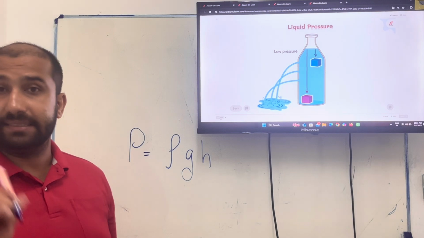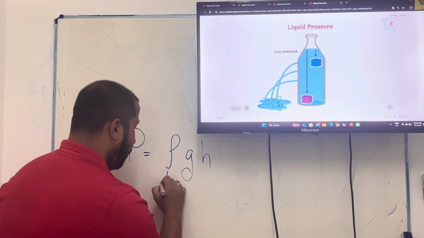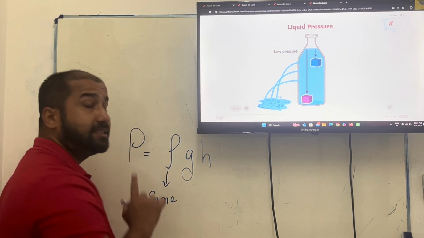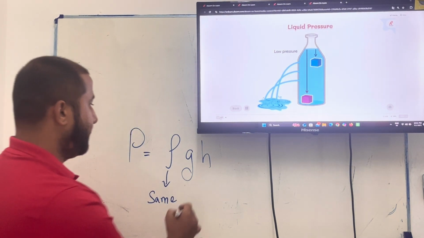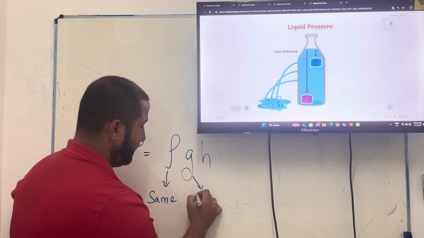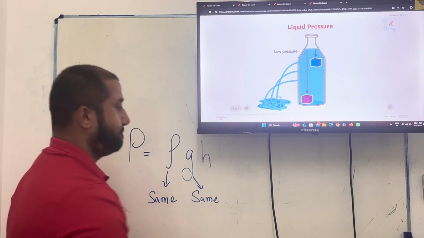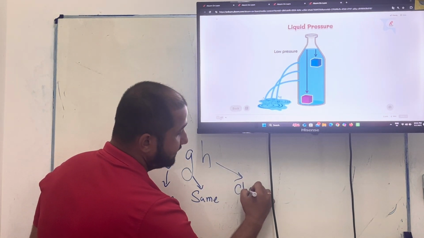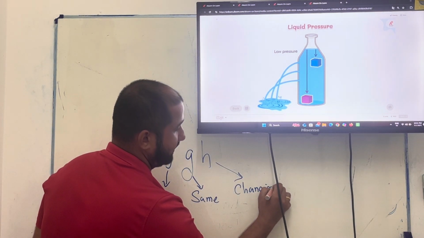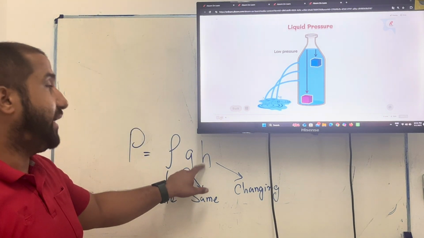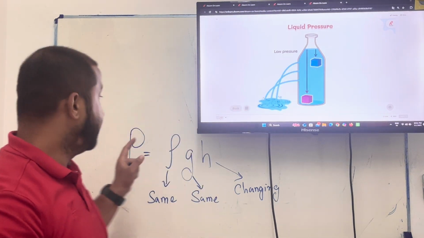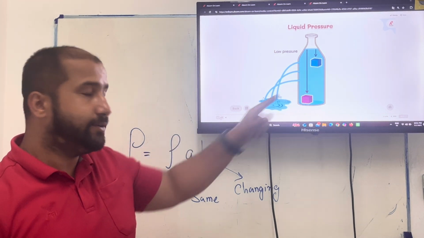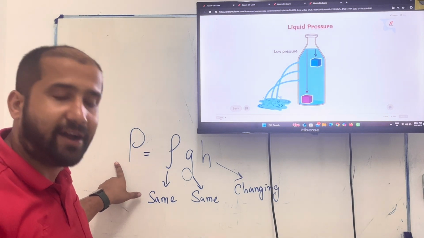the liquid is the same. That means rho, the density, is the same. That means it is constant all the time. Gravity does not change. It will also remain the same. What is only changing? The depth. Depth is only changing. When the depth is less, the liquid pressure will be less. When the depth is higher, the liquid pressure will be higher.